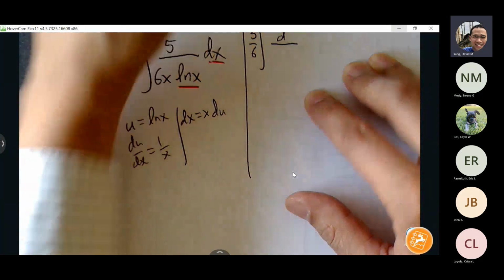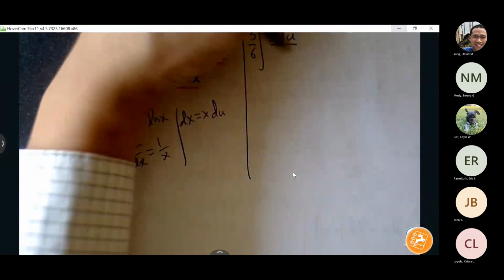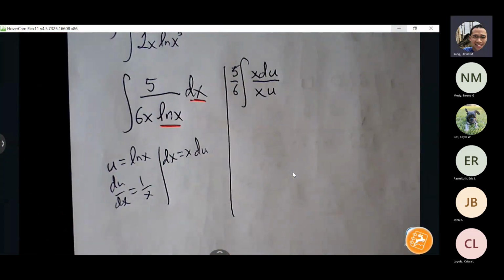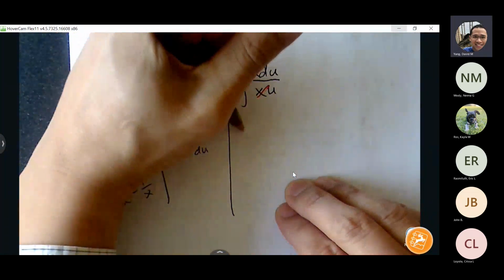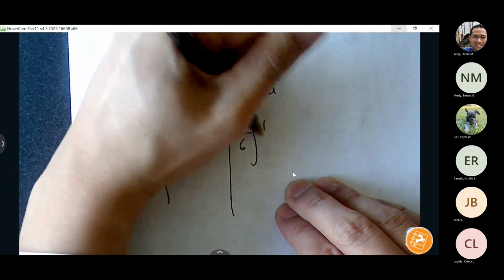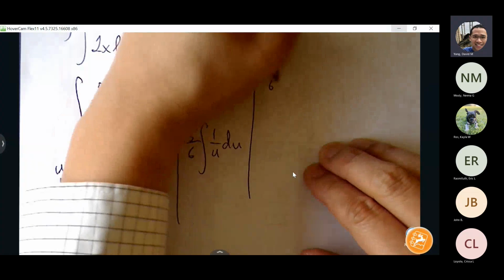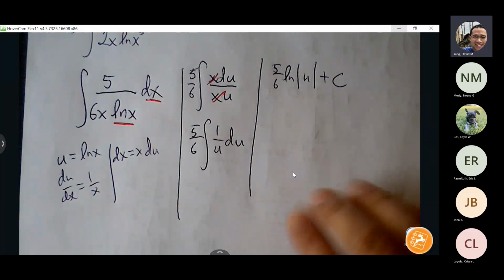Replace the dx with x du. There's an x that remains in the denominator. That's perfect. The x's cancel out. This ends up just being a natural log setup for us. Okay, 5/6 natural log absolute value of u plus c. And replace the u back in terms of the original variable.